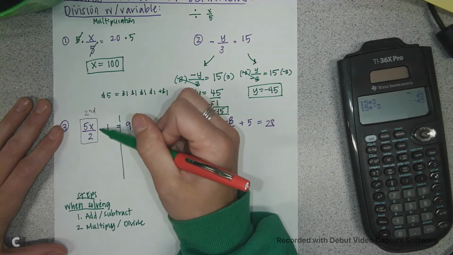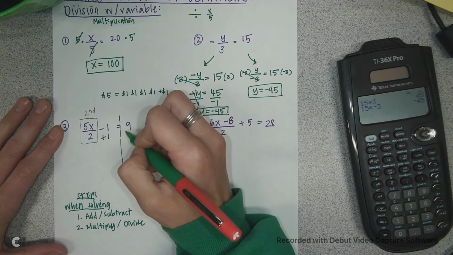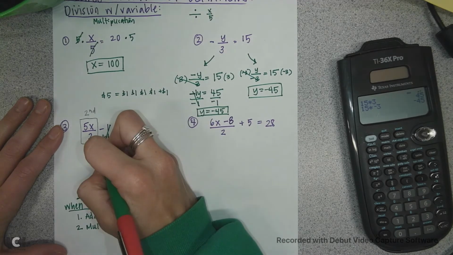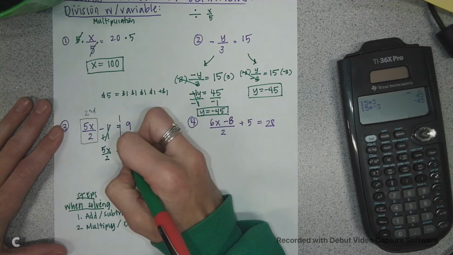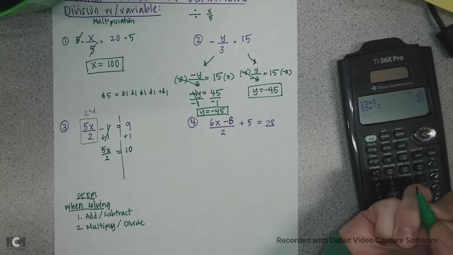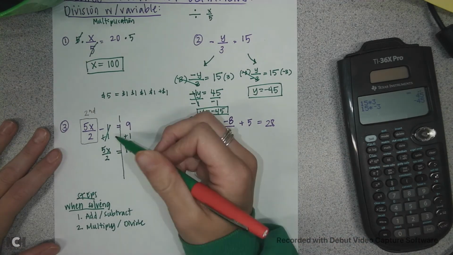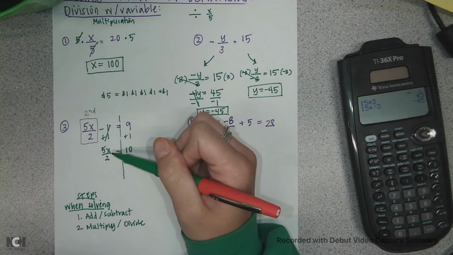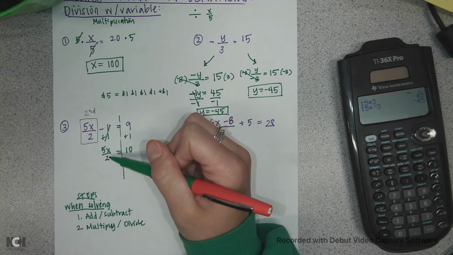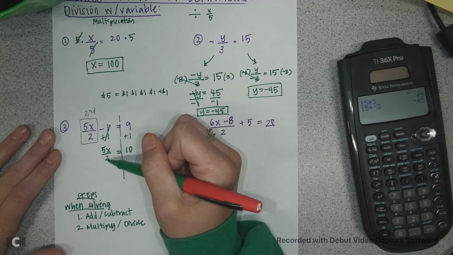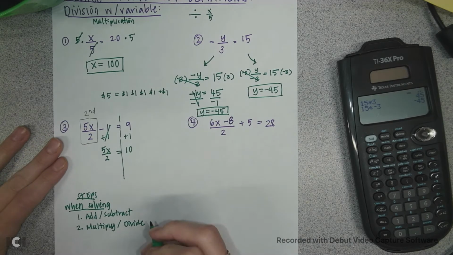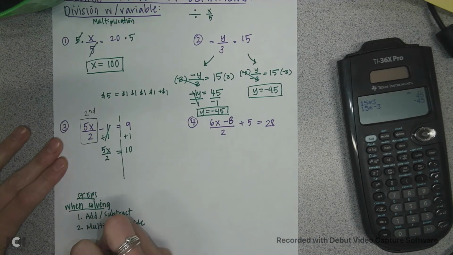The opposite of minus 1 is add 1. So now I have 5x over 2 equals 10. Okay, so now again, we're trying to get this variable by itself. So we have some options, but it's easiest to move the bottom number first. Okay, so multiply, divide, and then here, bottom number first.